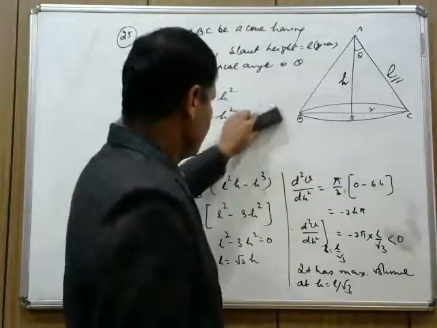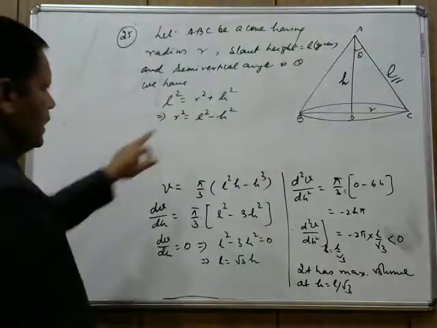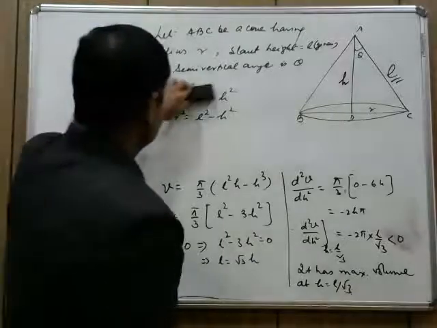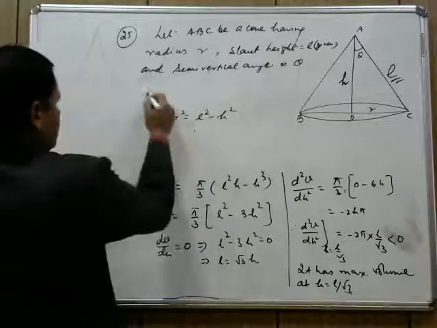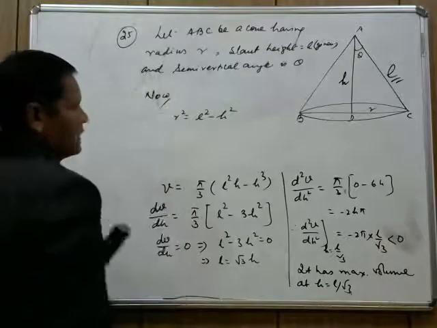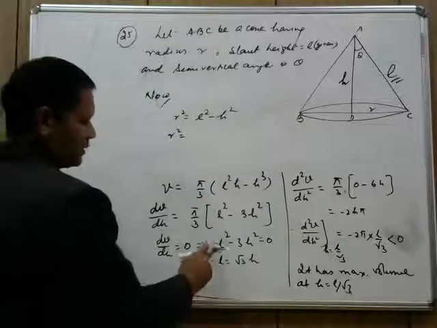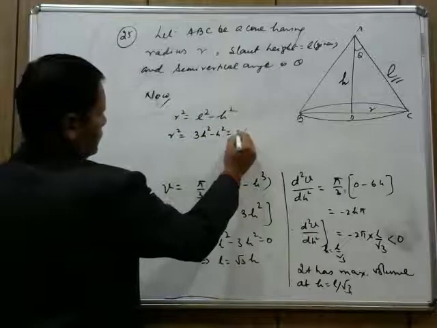You people can pause the video and note it down. R square is equal to L square minus S square. Therefore, R square is equal to, in place of L square, 3h square minus h square, which is equal to 2h square.